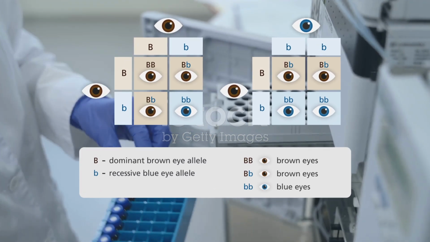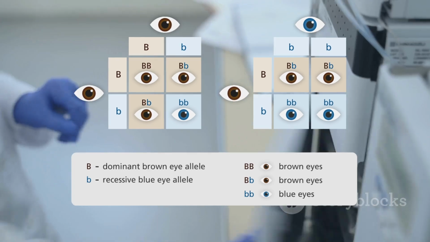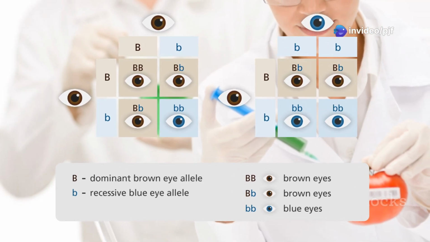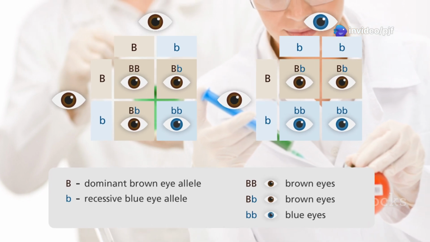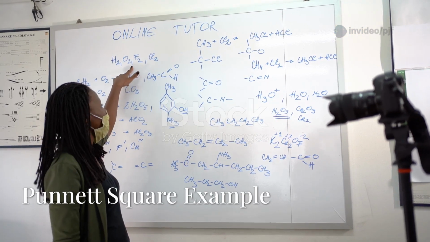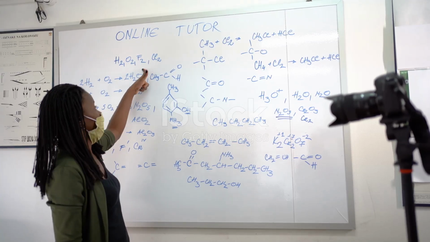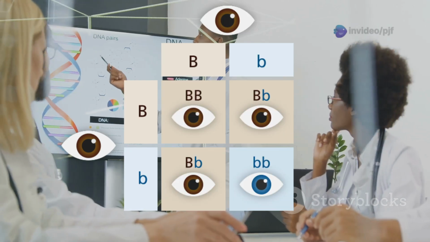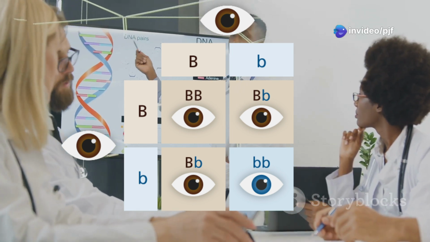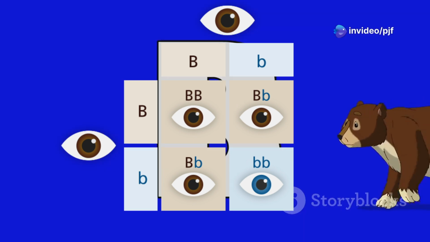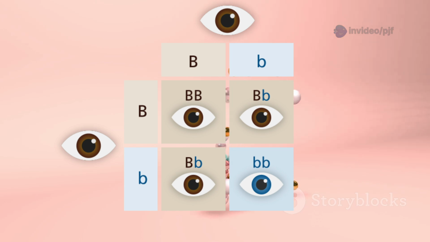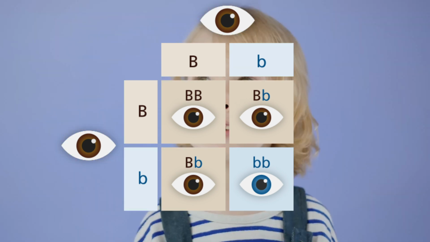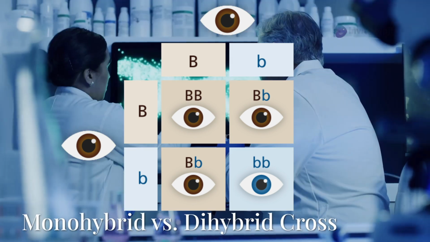You take the alleles from one parent, line them up on top, then the other parent's alleles go on the side. Then you mix and match to see all the possible combinations. It's like genetic bingo. Okay, example time. Let's say mom is big B, little b, and dad is also big B, little b. Draw a Punnett square. You'll get one box with BB, two boxes with Bb, and one box with bb. That's a 75% chance for brown eyes and a 25% chance for blue eyes.